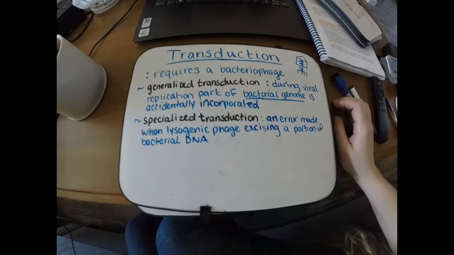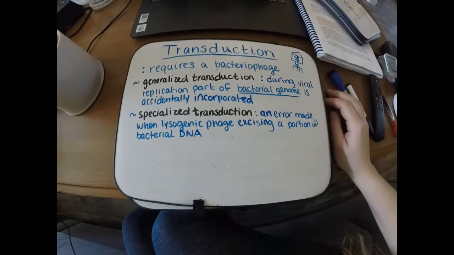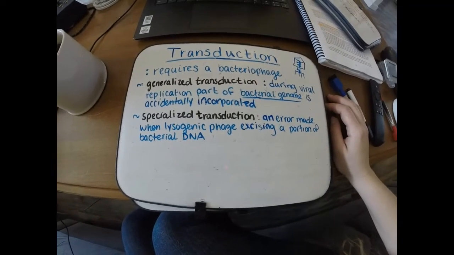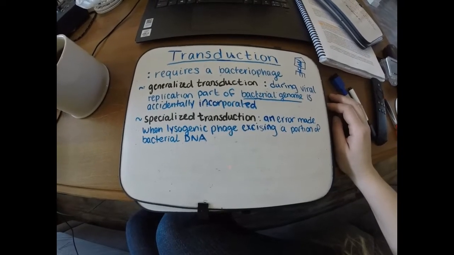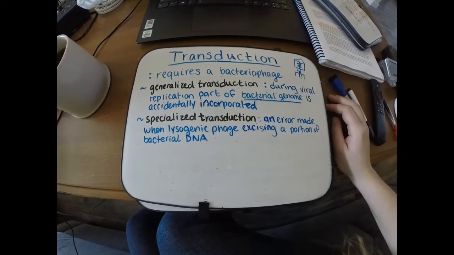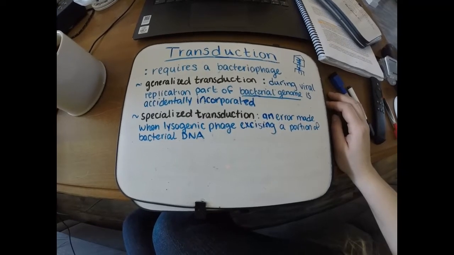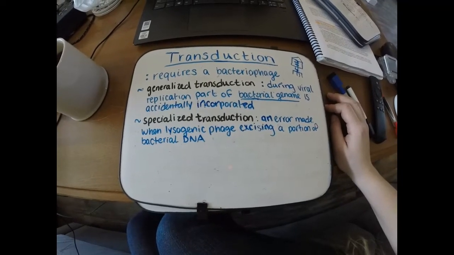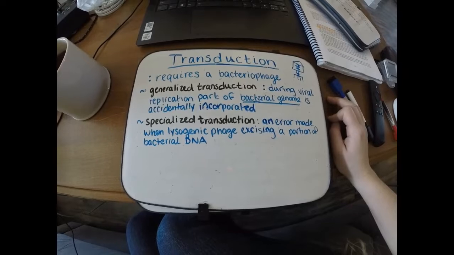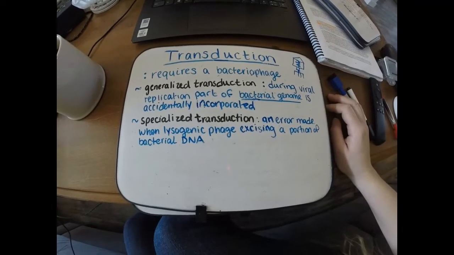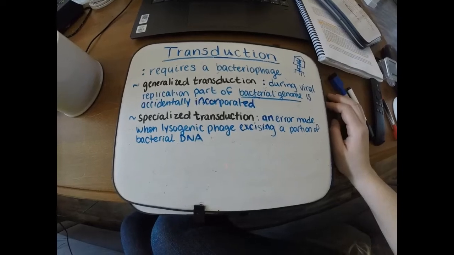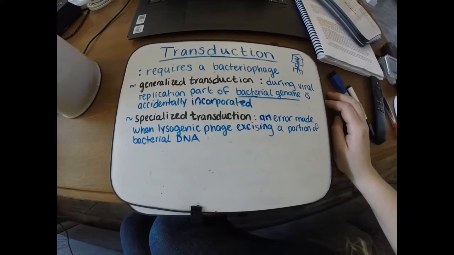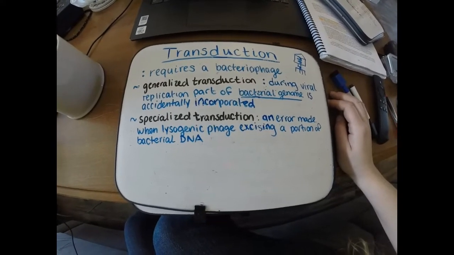All right, the other one is specialized transduction that your book talks about, where an error is made when a lysogenic phage excises a portion of bacterial DNA. So here's a picture that kind of describes that process. Like I said, I feel like pictures explain a lot better than sometimes words do. So here's what that looks like.